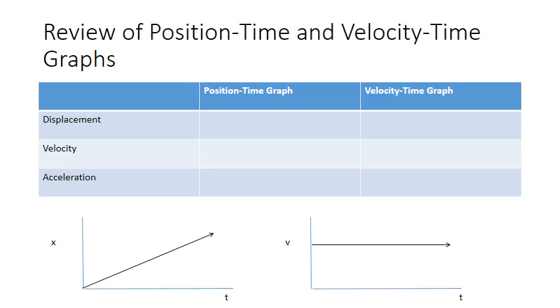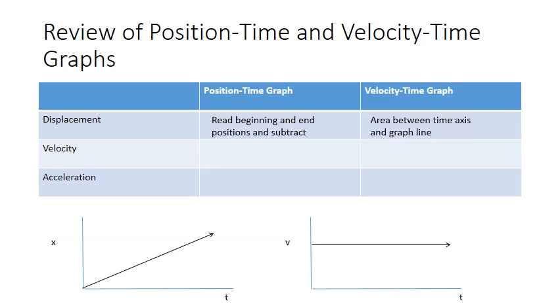We're going to review what we talked about before, which is that we can use a position time graph and a velocity time graph to help us either estimate or calculate the displacement of an object, the velocity of an object, or the acceleration of an object during a specific time. Well, displacement is the change in position. So finding the displacement on a position time graph just means reading where it starts, reading where it ends, and subtracting the two positions. On a velocity time graph, it's more complicated.